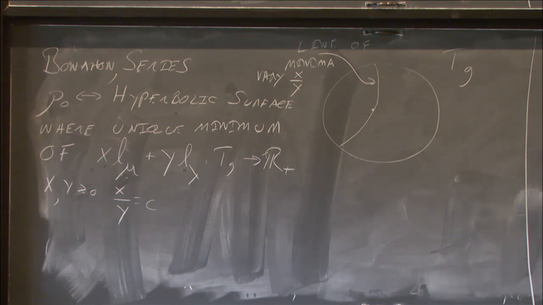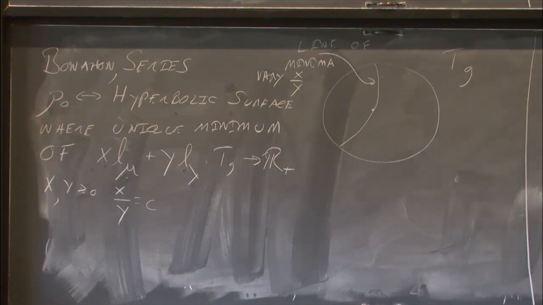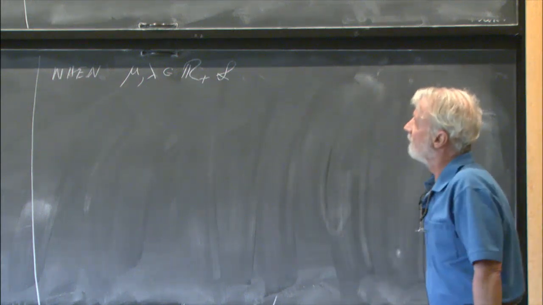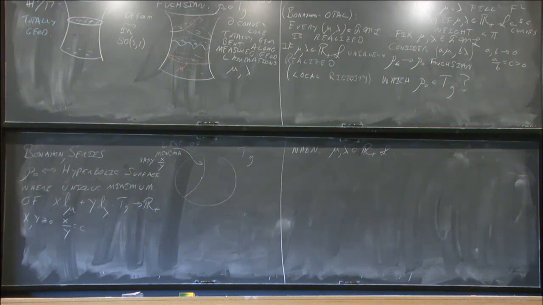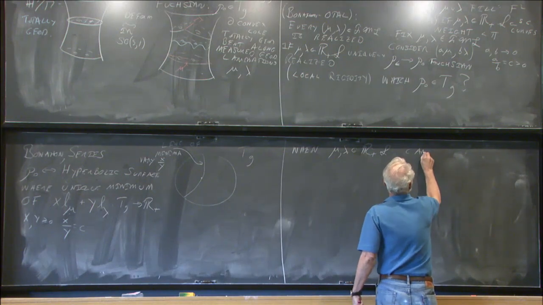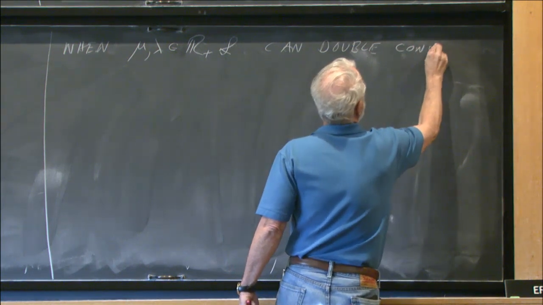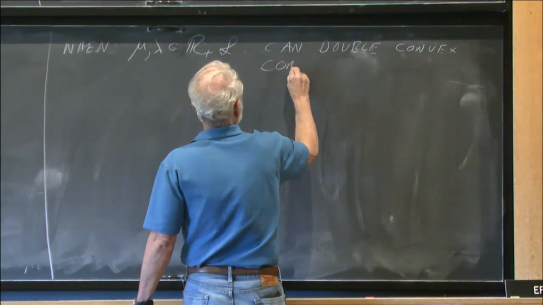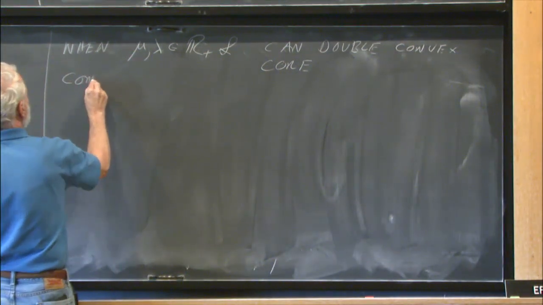Now, in the special case when mu and lambda are simple closed curves, weighted simple closed curves here, then in fact we can double the structure very easily, and this will go back and connect with our cone manifold structure that we talked about over here. So then we can double the convex core. And then what we end up with is a cone manifold structure.